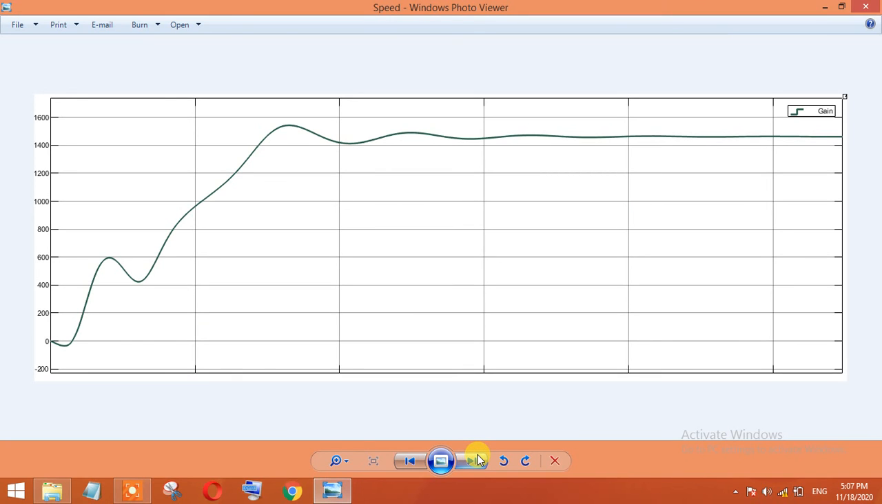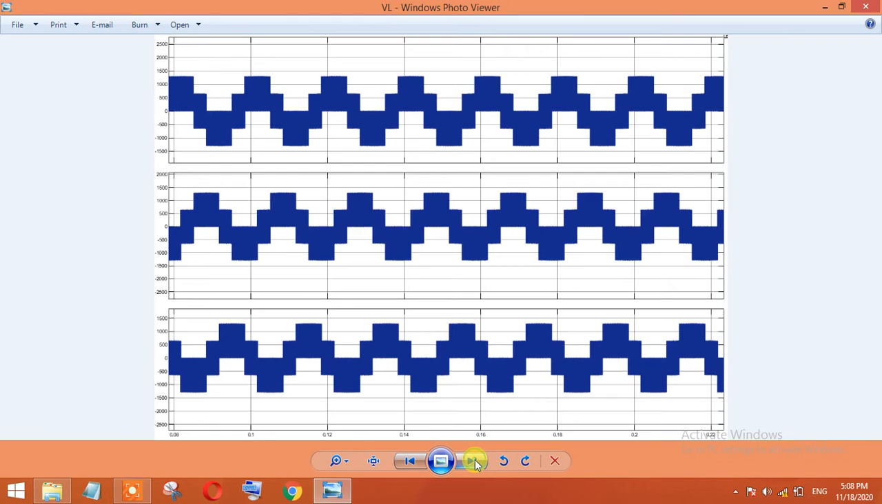So this one is the RPM curve. As you can see, it starts, goes up to 200, then goes up to 600, and after that it goes to its maximum RPM, that is 1500 RPM. The motor that we are using is a 4-pole 3-phase induction motor.